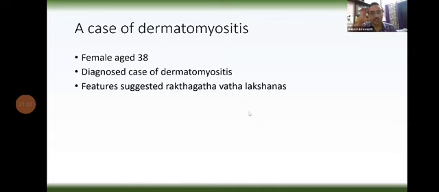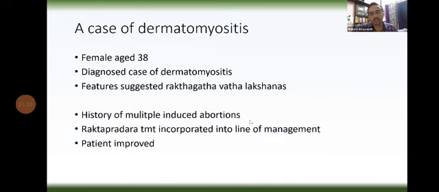This is another interesting case. This female aged 38 came with a diagnosis of dermatomyositis. A typically advanced case where the patient even cannot hold the neck properly because of the neck weakness. So all the Lakshanas pointed to Rakta Gata Vata Lakshanas. But when we deepened the history, the patient gave the history of multiple induced abortions. The patient's husband is in the military and he is sexually very active. After the first delivery, they don't use contraception. So she got pregnant 6 times, and all 6 times they aborted using some pills.